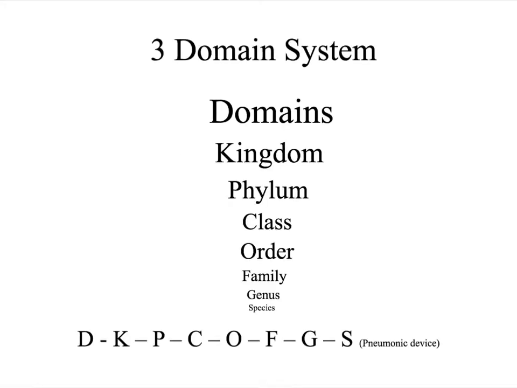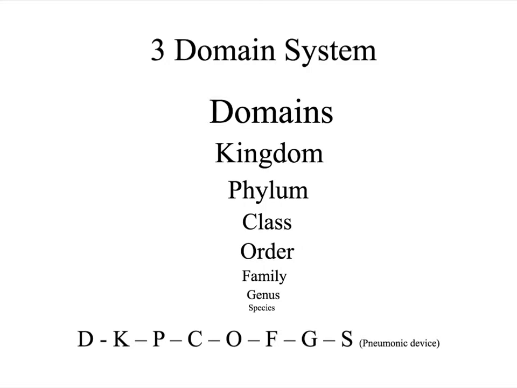This is a short recording on classification, kind of the introduction to how we classify animals and other organisms. Currently we have a three-domain system. A domain is a large group of organisms, and so every organism will fit into one of these three domains, which I'll get to in a moment.